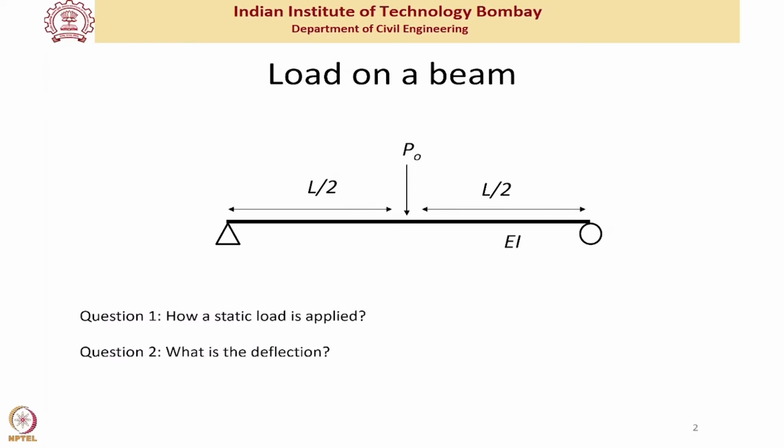My second question to you is, what is the deflection of this beam subject to this point load P naught? Now you know it from your undergraduate studies that if the static load P naught is applied, you calculated the deflection at the midpoint as the maximum deflection, and the value was P naught L cubed by 48 EI. Now the question is, would the deflection always be P naught L cubed by 48 EI? Okay, so that is my second question.